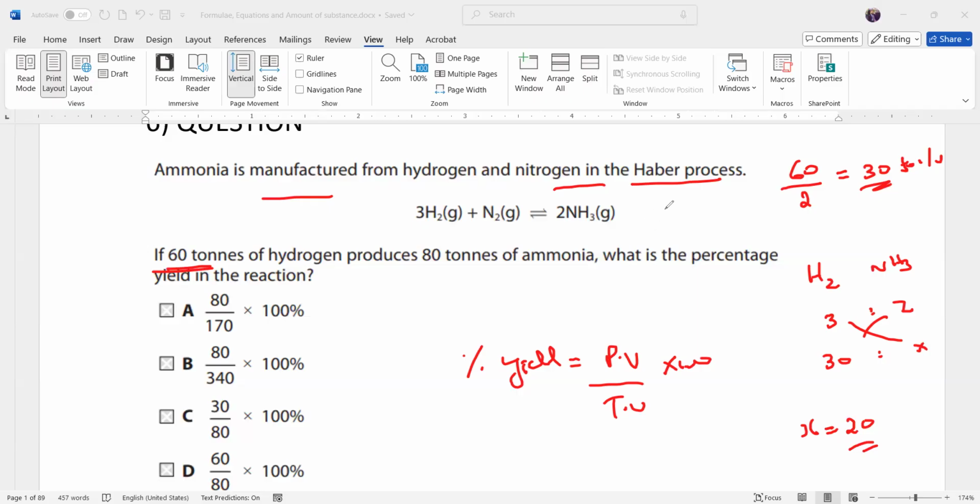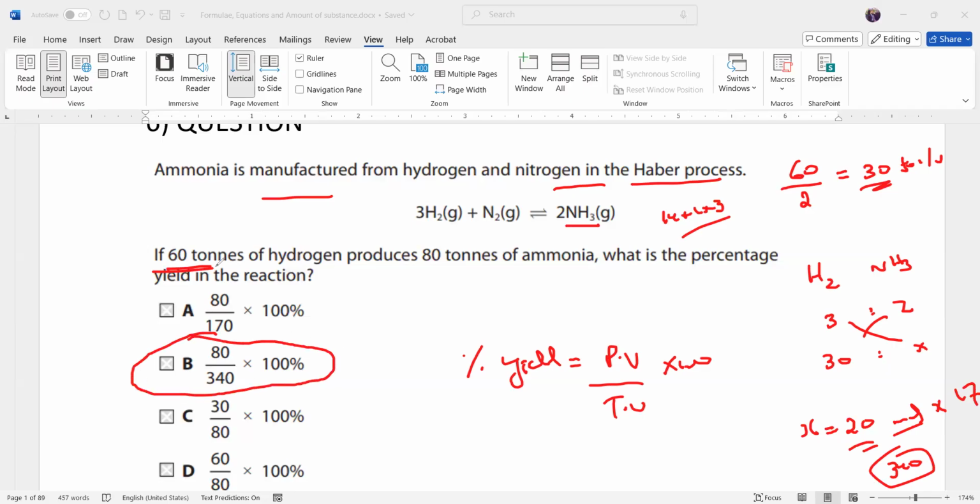I need the mass of ammonia. After getting the moles of ammonia, I'll multiply by the molar mass. What is the molar mass of ammonia? Nitrogen is 14 and hydrogen is 1 into 3, so total is 17. So 20 multiplied by 17, I'll get 340. So the theoretical mass will be 340, but practically it is 80. So 80 divided by 340 into 100 will give us the percentage yield of this ammonia.